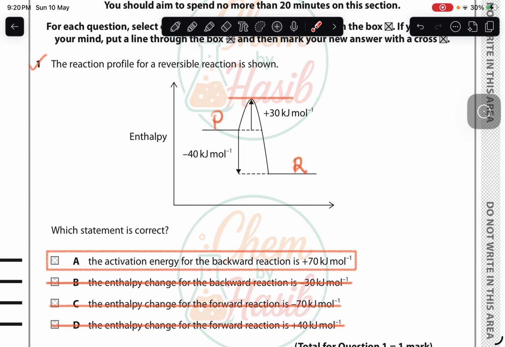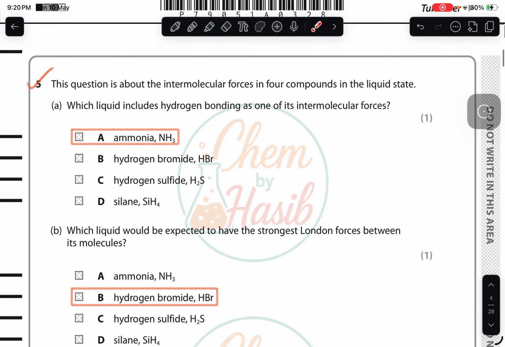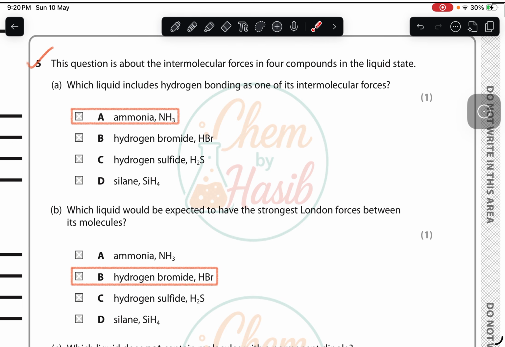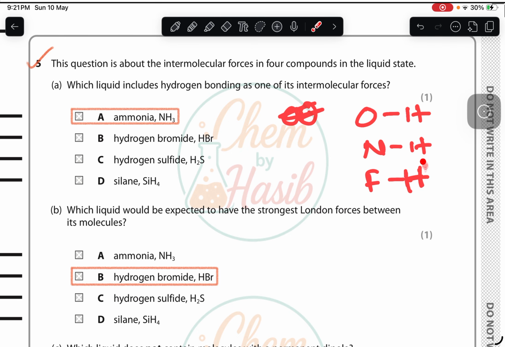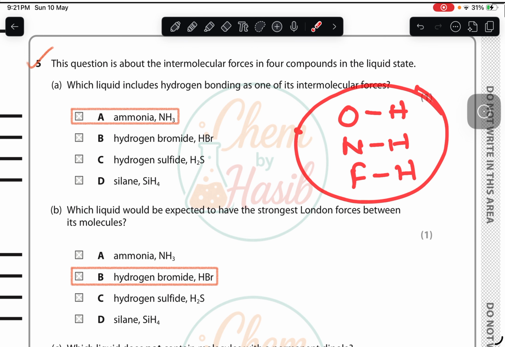Now we move on to question number 5. Which liquid includes hydrogen bonding as one of its intermolecular forces? It's very clearly ammonia. Because we have studied that only molecules that have OH, NH or FH in them have hydrogen bonding. So the other compounds don't have these bonds, and we rule them out.